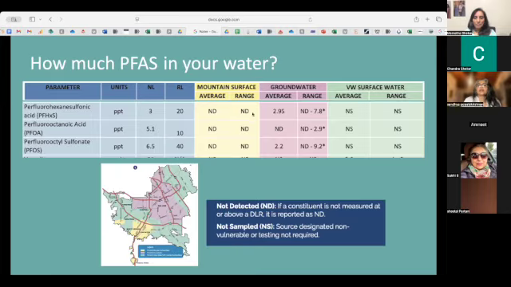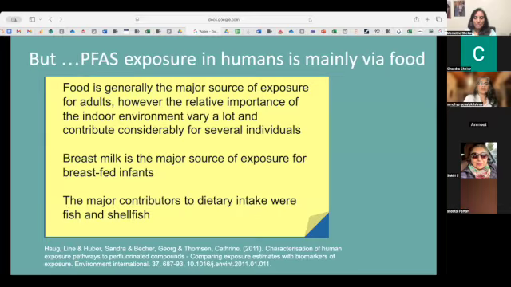And if you look at the three different sources here, groundwater is generally more polluted than the mountain surface or valley surface water, right? It was not detected in the yellow region, not sampled, they say, because it's not vulnerable to this contaminant. But if you want to be paranoid, okay, water is not where your paranoia should be directed, because PFAS exposure in humans is mainly via food.